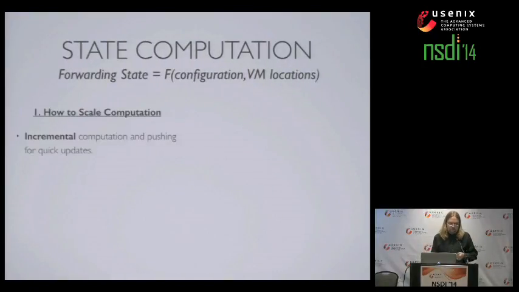Now, we can't really aggregate the forwarding state because we prefer not to take any extra x86 hops beyond the source and the destination hypervisor. So therefore, we just have to live with the fact that we have a huge volume of state within the controllers. And to avoid recomputing all the state after every possible tiny change in the configuration or VM movement, we make the computation of the forwarding state incremental. So this is just like with the routing protocols.